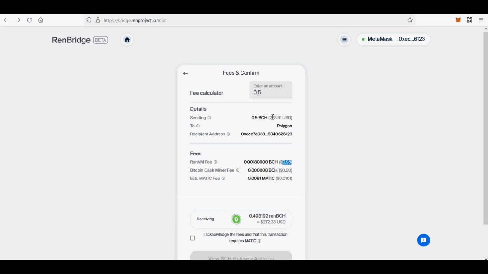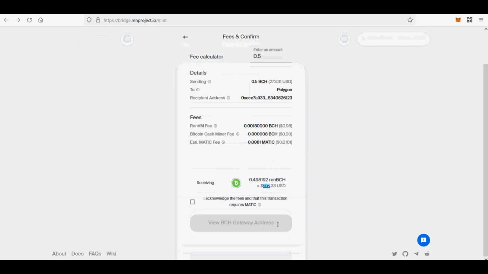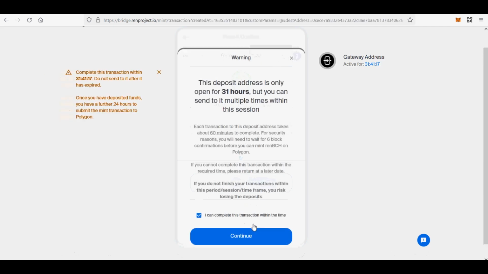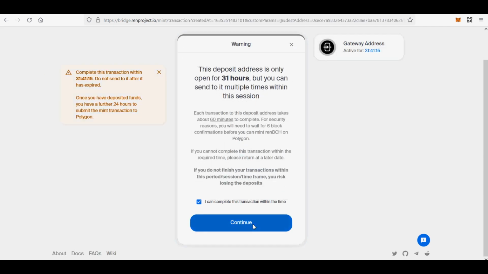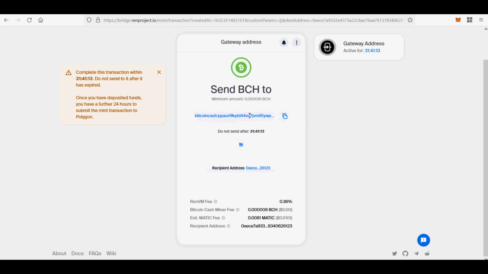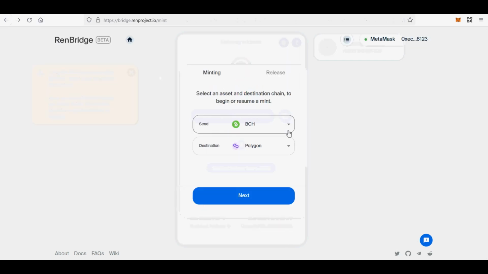If you are sending BCH to any network, the miner fee is non-existent, below 1 cent. As with BTC, on BCH the RenVM fee is 0.3% of the total amount of BCH you are sending, and the Matic fee is less than a penny, or 1 cent. If you are sending BTC to the Avalanche network, the AVAX fee is like $2.50, while the BTC miner fee is the same as before at $1.77, besides the same RenVM fee of 0.3%.